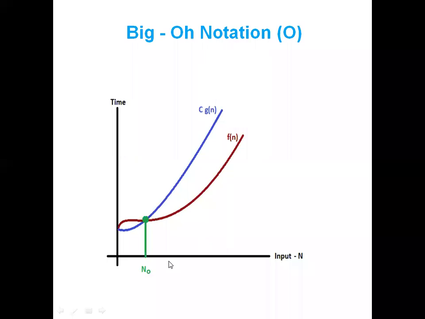See here, initially with fewer inputs. Okay, this is the graphical representation of big OH notation. We'll take more examples on this.